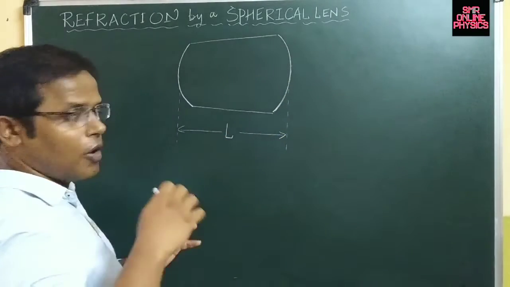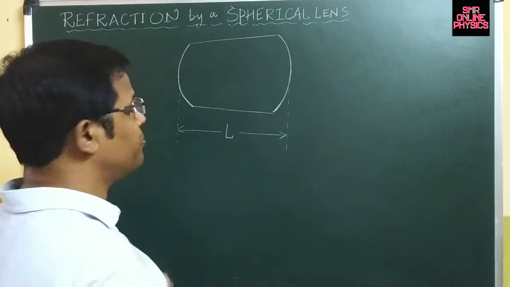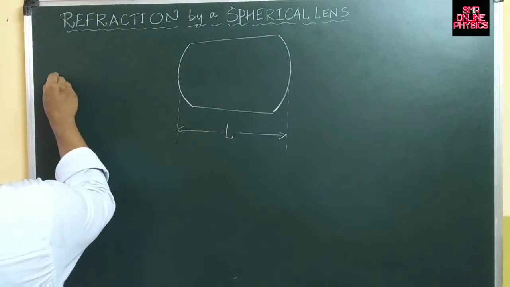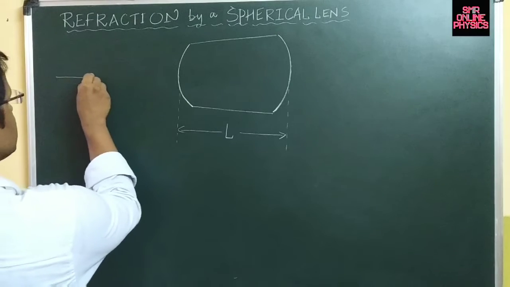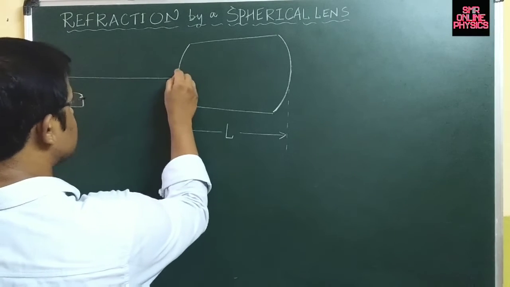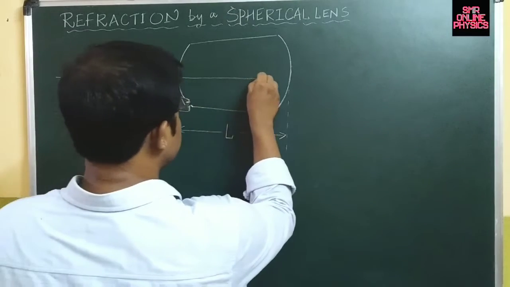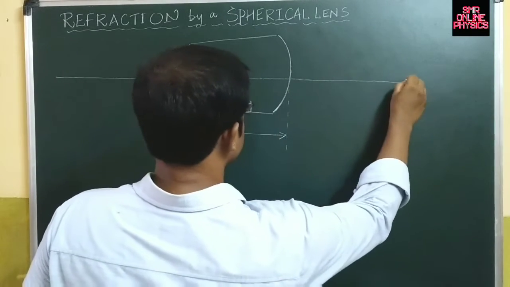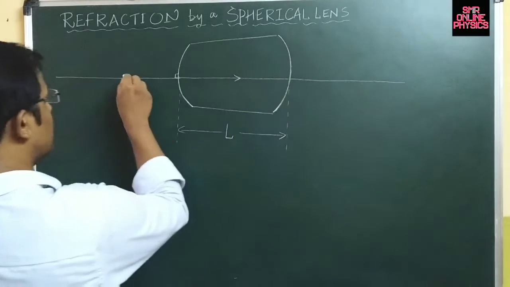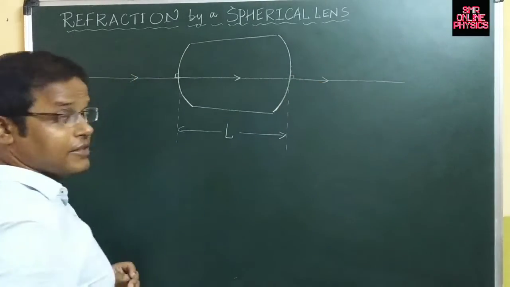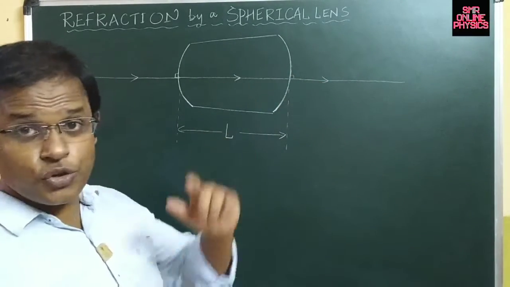Now observe it very carefully. A ray of light which is incident at right angles to the curvature goes undeviated right through both the surfaces. That's point 1. It just goes through it.